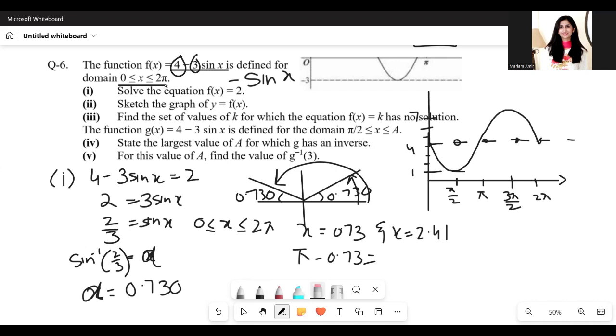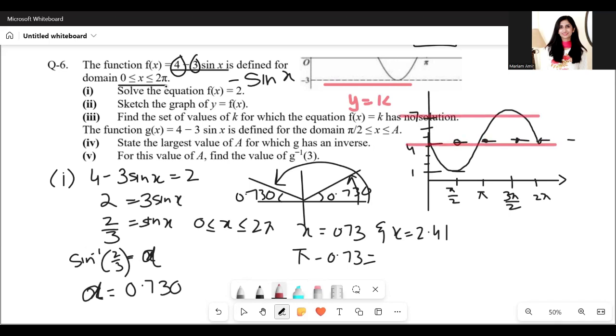Part 3 says, find the set of values of k for which the equation f(x) = k has no solution. f(x) = k means y = k, and y equal to a constant means a horizontal line. Like y = 7 would mean this line, y = 4 would mean this line, y = 1 would mean this line. Each of these lines has a certain number of points of intersection or solutions. The first one has 2 points of intersection, this one has 2, and this one has 1.